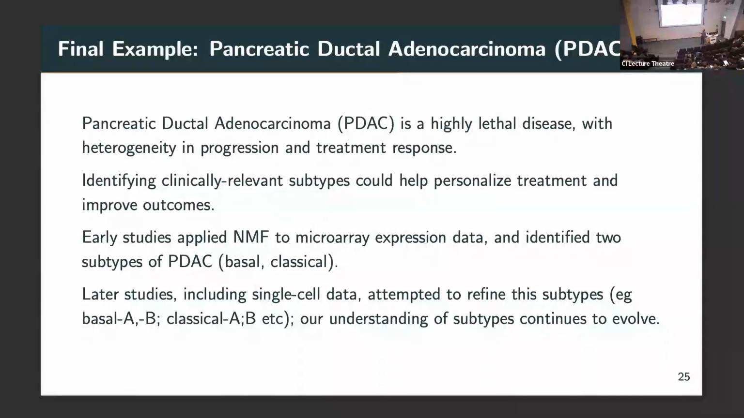So previous studies applied NMF first early on to microarray expression and then later to single cell data to find subtypes of PDAC, which they claimed fell into two categories, basal and classical subtypes. And then as more studies were done, they started to wonder whether these were really just two subtypes or whether there were more. I think the story's not completely understood, so the understanding of these subtypes is evolving.